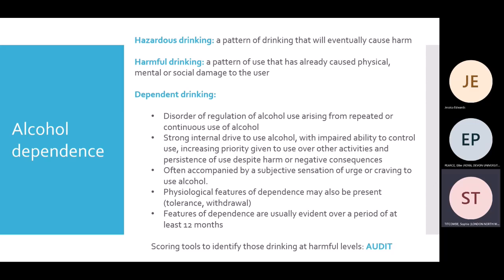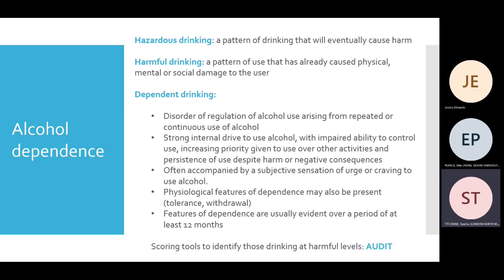And then the next step up is when we think about dependent drinking. There are a number of criteria that can be used to define dependent drinking. We're looking at somebody who is repeatedly using alcohol. They've got a strong drive to use alcohol and they're unable to control their use of alcohol. They're giving priority to drinking over other activities, despite the fact that there may be negative consequences to it. We can also see that these patients have started to develop urges or cravings to drink alcohol, and they can also have physiological features, so that might be tolerance or withdrawal.